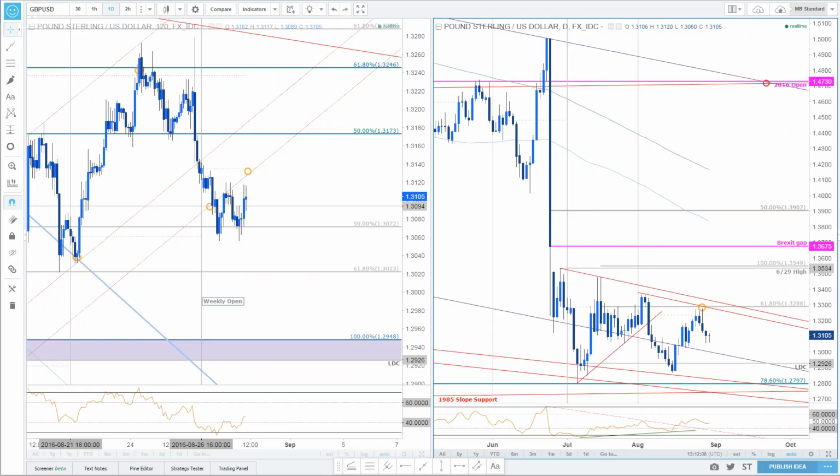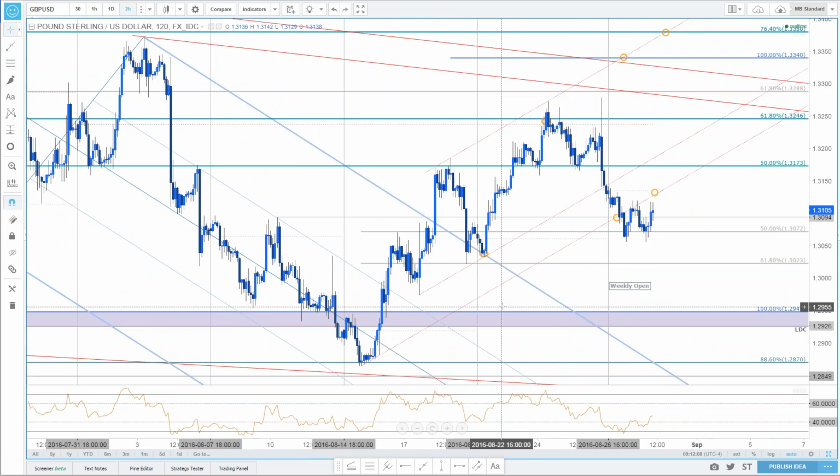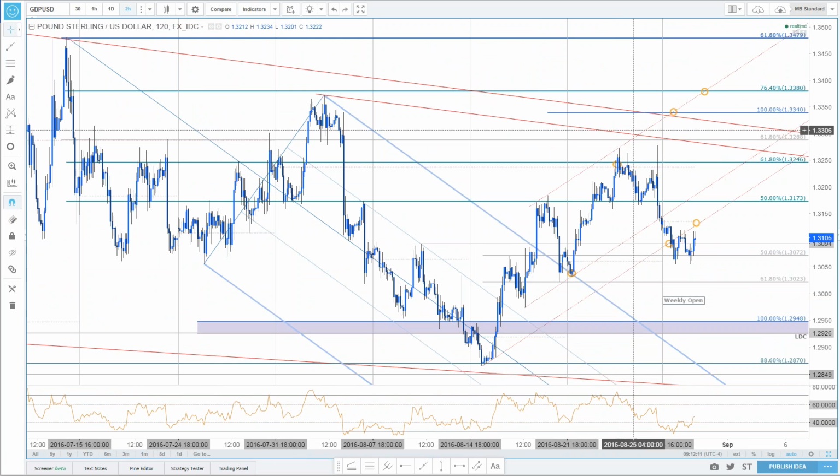Can you zoom out on the 2-hour sterling for the fork? Sure. Here we go.